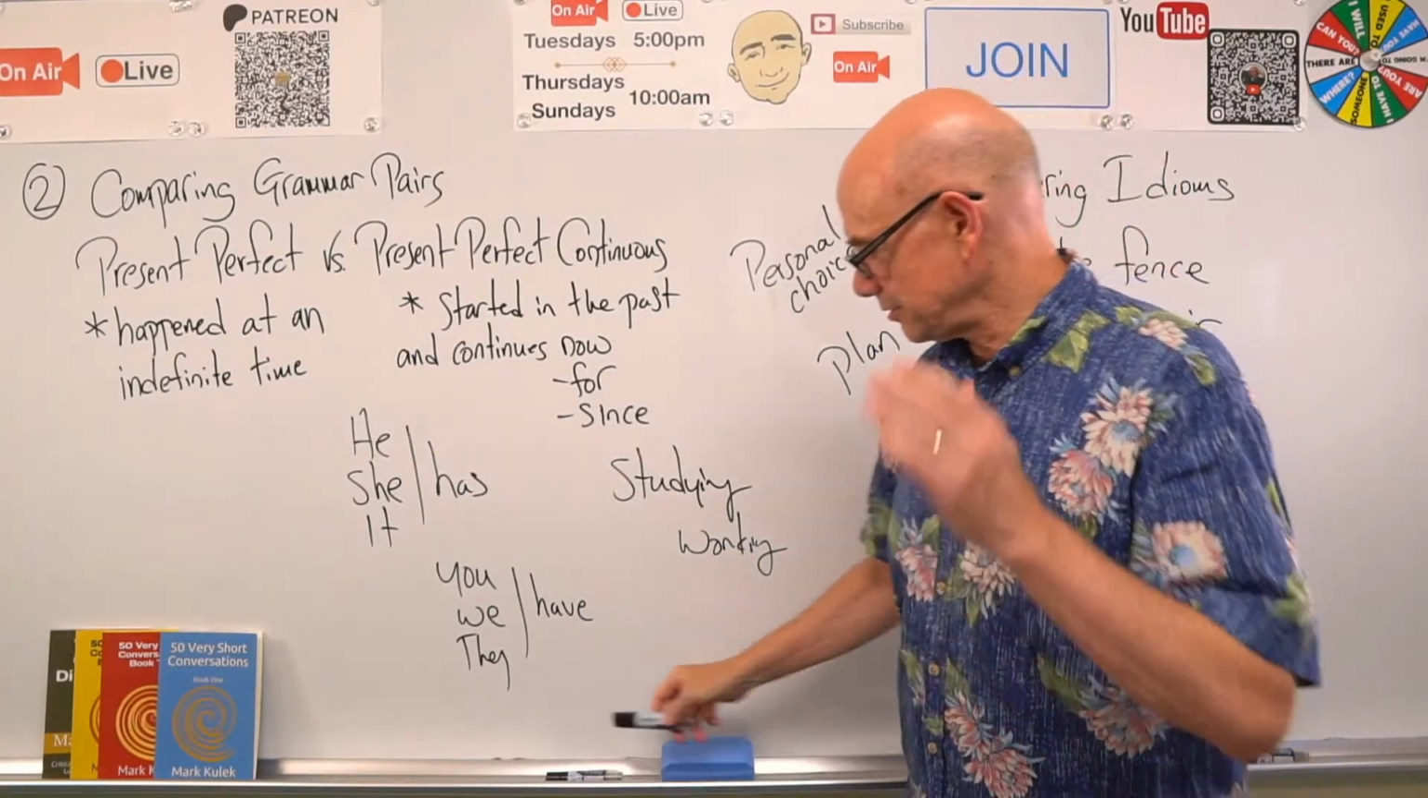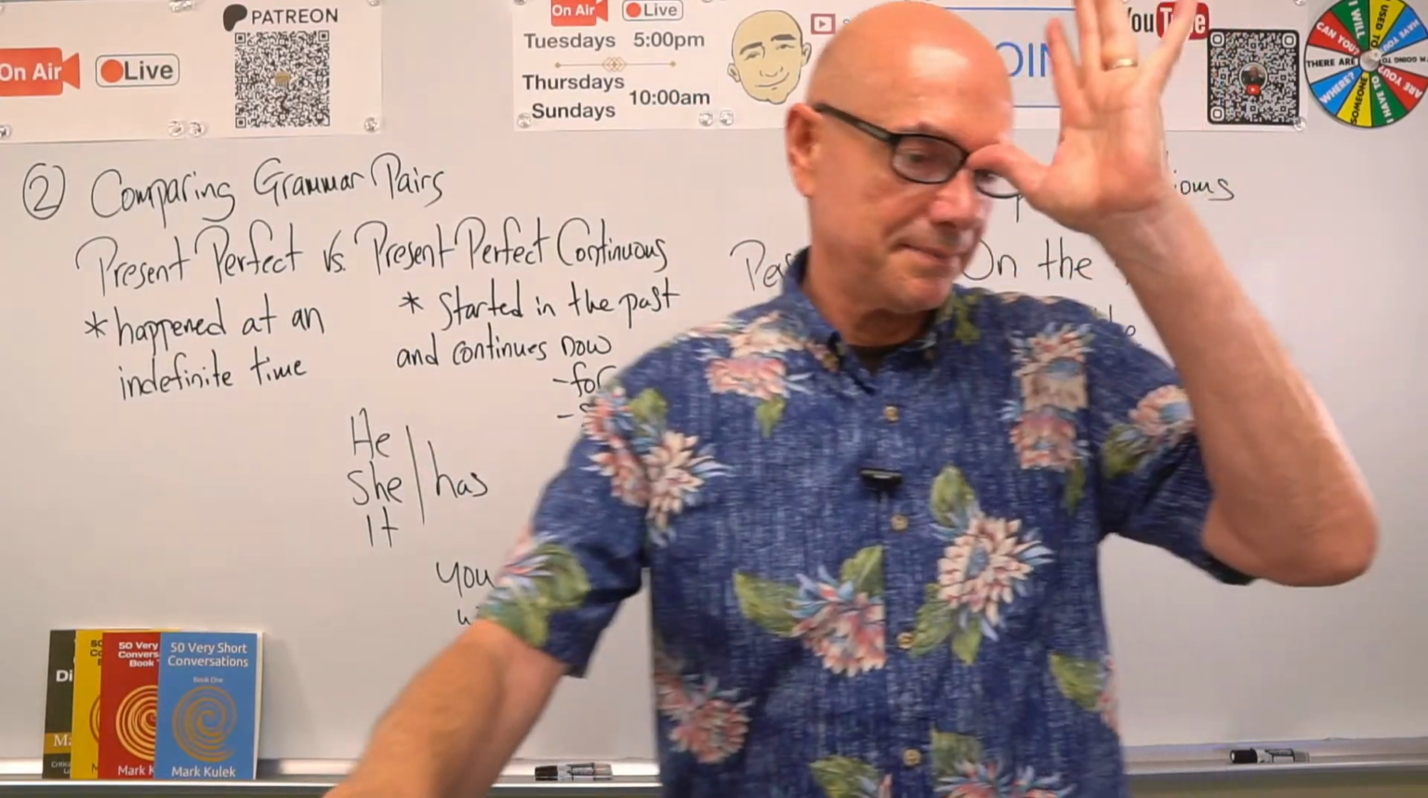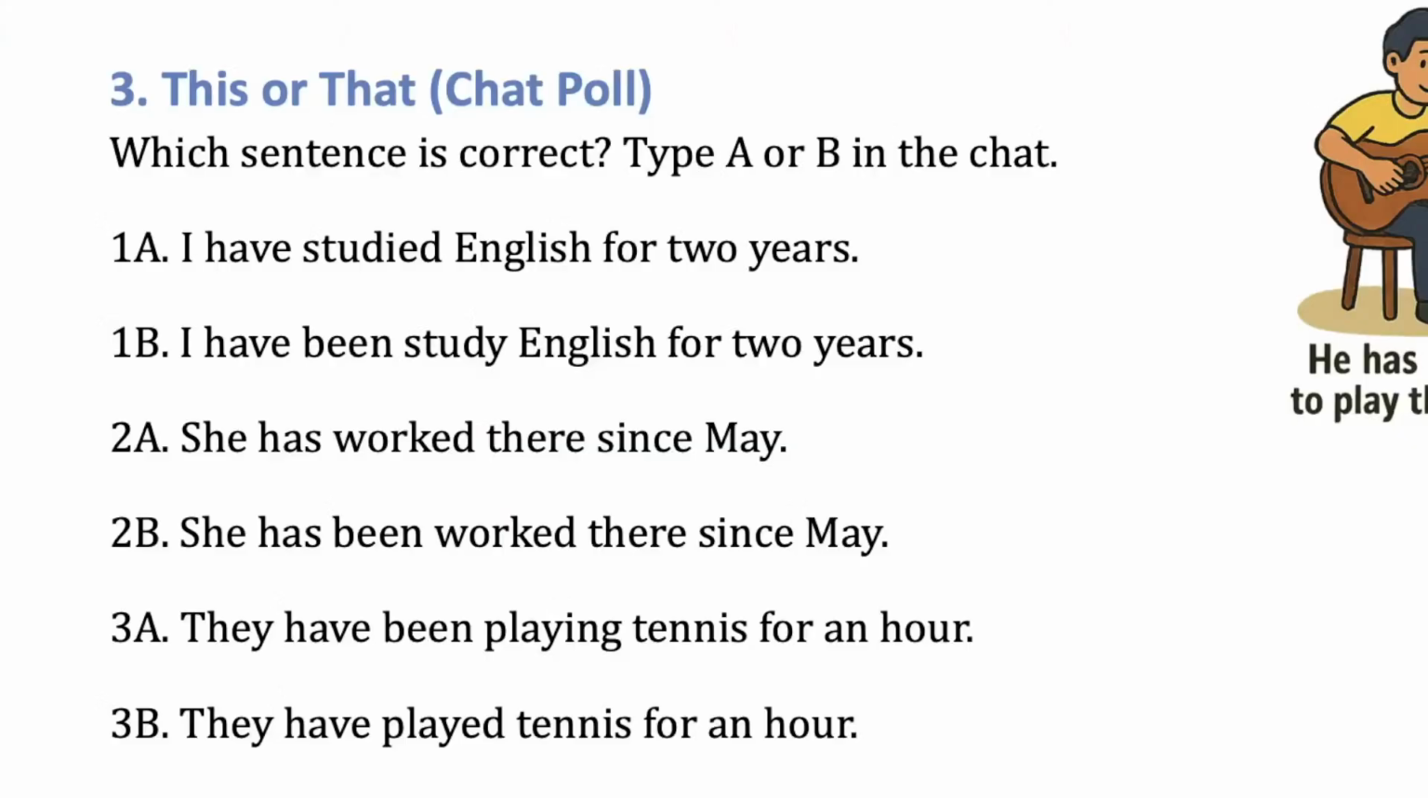So 2 is... whoops, where'd it go? So 2 is B. She has been working there since May. So 2 is B, but we need working. So I'm very sorry. I'm going to fix this. I can't believe these mistakes.